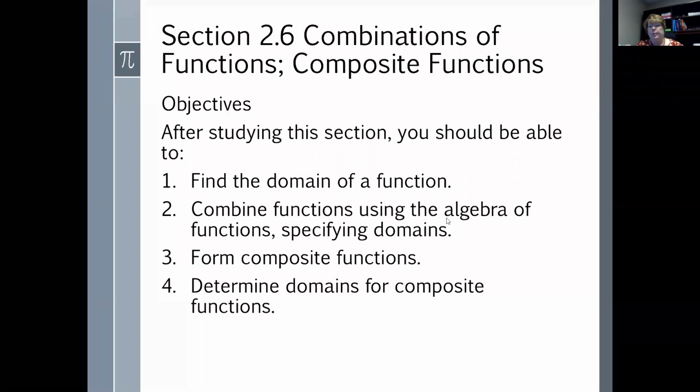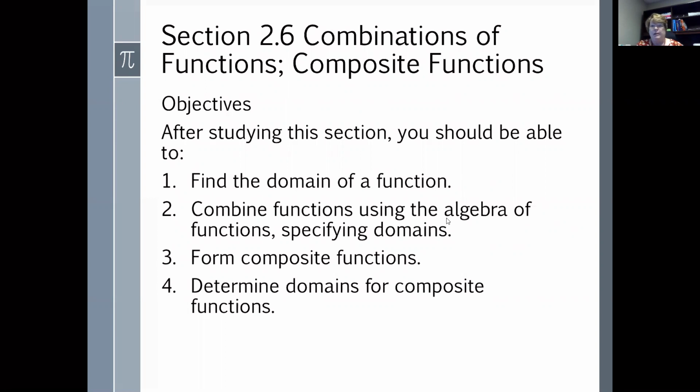In section 2.6, we're going to look at combining functions. We are first going to look at combining functions using arithmetic. So we're going to add them, subtract them, multiply them, and divide them. The other way that we're going to combine functions is forming composite functions.